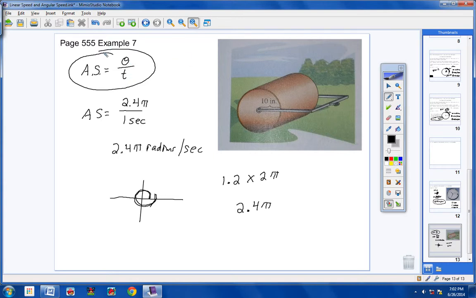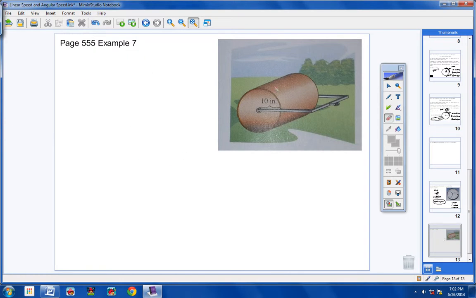Now, the next part says find the linear speed, or find the speed of the tractor. In other words, the linear speed, miles per hour. Find the speed of the tractor that's pulling the roller. We can do this pretty easily because we know how fast the lawn roller is turning. Now, don't forget, linear speed is back to rate times time equals distance, and your rate, or your speed, is distance divided by time.